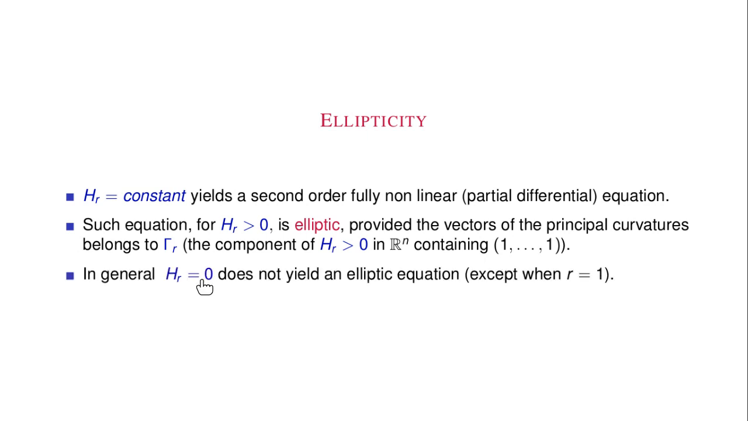And in general, H_r equal to 0, that would be r-minimal hypersurfaces, does not yield an elliptic equation. Of course, when r is equal to 1, yes, because you have quasi-linearity. But in general, this doesn't work. Sometimes, yes, but not in general.